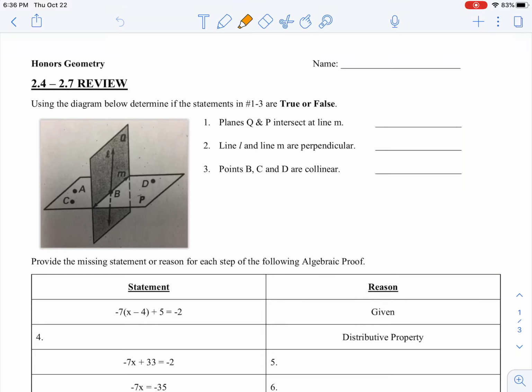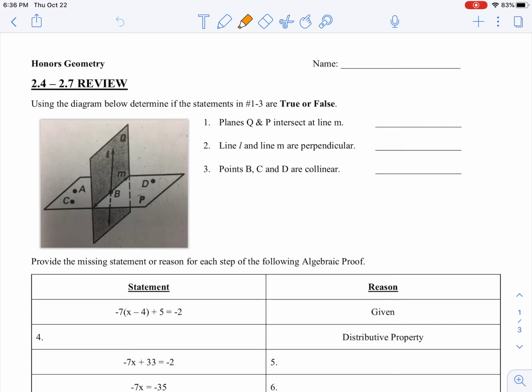This is a video explaining the 2.4 to 2.7 review questions in case you need some extra explanations. So I'm just going to walk through the problems and explain. It says, using the diagram below, determine if the statements in number 1 through 3 are true or false.